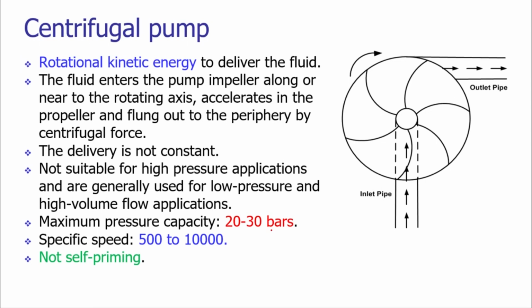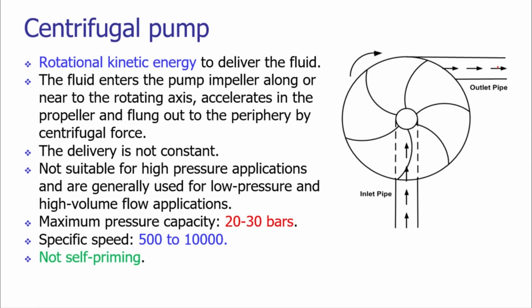The centrifugal pump is very widely used in the domestic water distribution, domestic water handling. It is using the rotational kinetic energy to deliver the fluid. The typical arrangement of the centrifugal pump can be seen on your screen. So there is an inlet pipe, there is a circular disc, over the circular disc we are having the impellers, and there is an output pipe.